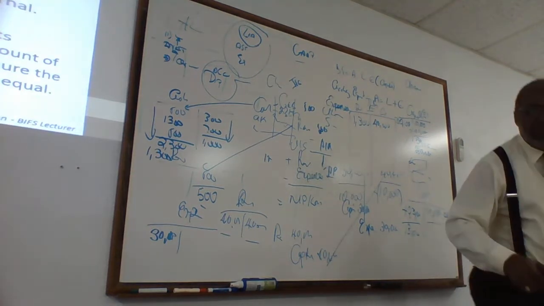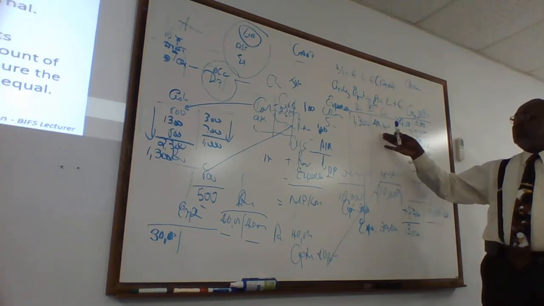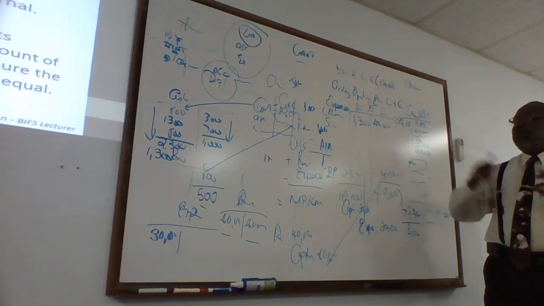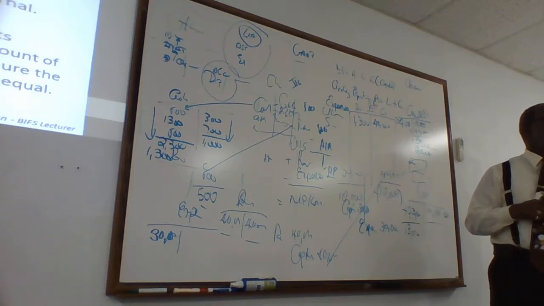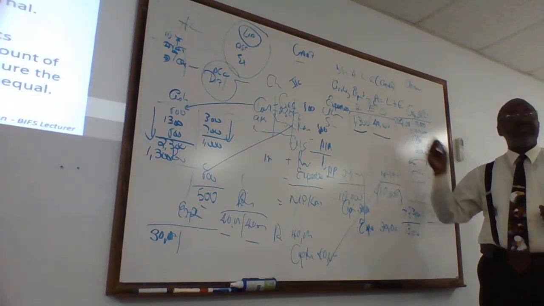All right. So on the debit side, our balance is 1,300. On the credit side is 40,000. All things being equal, is this trial balance in balance? Are the debits equal to the credits?